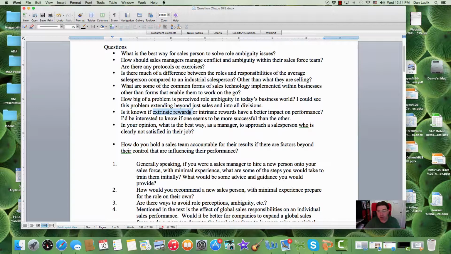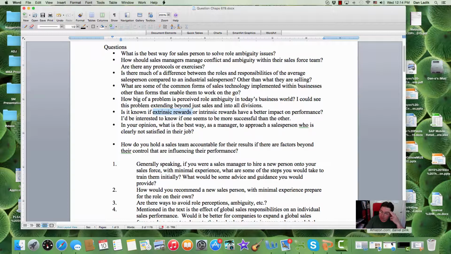It's not surprising that there was no such thing as intrinsic rewards in old school. We just started getting these. Extrinsic rewards, bonus pay, commission, sales managers have been dealing with this for decades, if not longer.